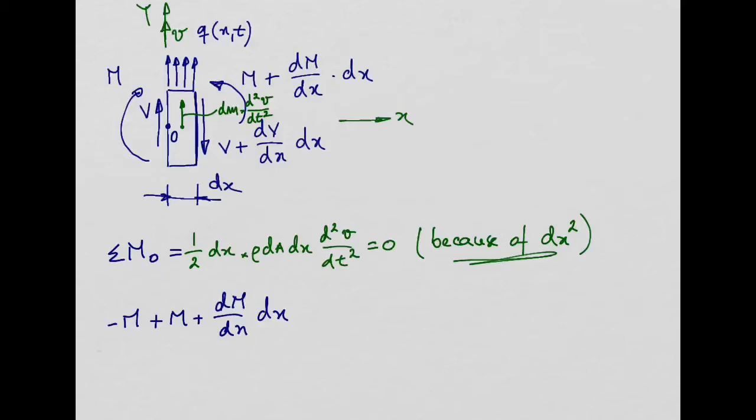And then we have the moment produced by this transverse shear force about point O, which is going to be minus. The force is V plus the derivative of the transverse shear force times dx. This is the force. I need to multiply by the distance to get the moment, so that distance is going to be the x.